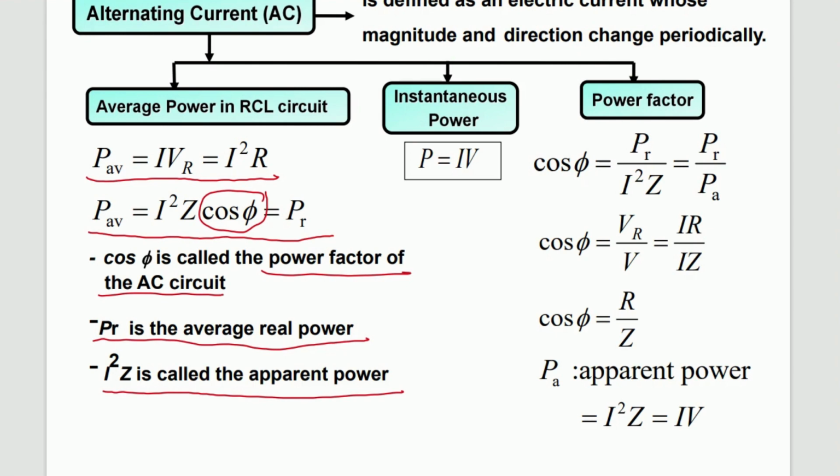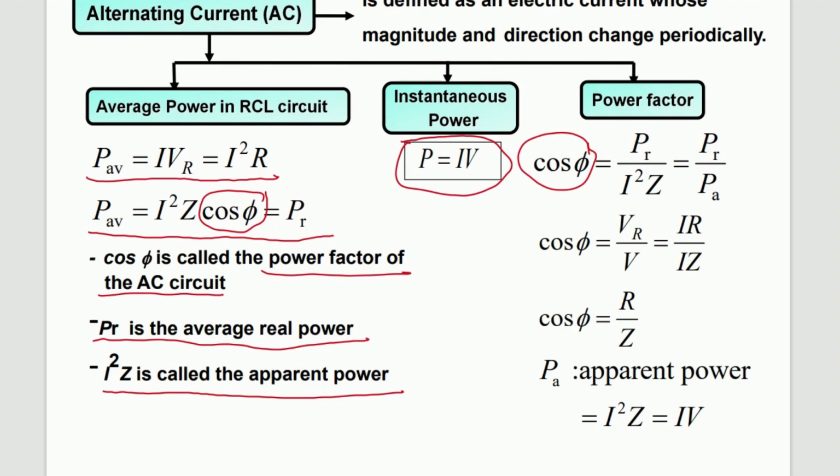Next we have instantaneous power. P equals IV is the equation for the instantaneous power. Then we have power factor. Power factor is cos phi or cos theta. Cos theta is the power factor.